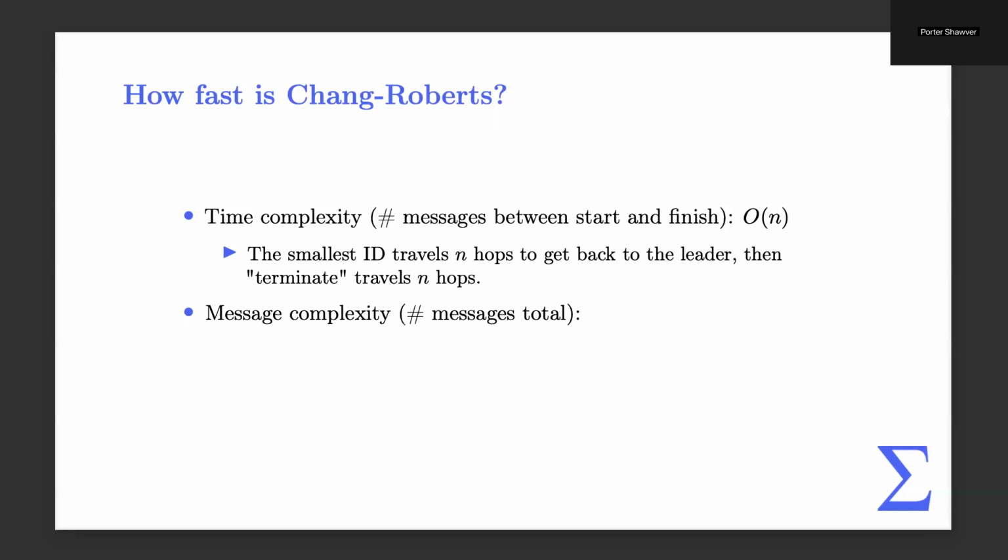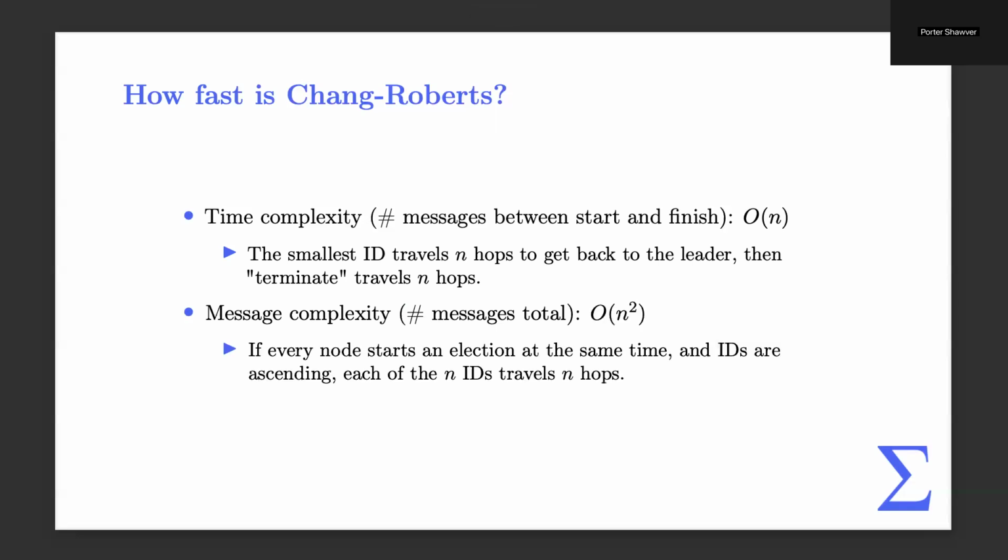Okay, so if the nodes were arranged strictly in ascending order. So if every node starts an election at the same time and the IDs are all ascending, that's the case where, if there's a node that's not the leader, its ID will have to get dropped at some point, and maybe that point is right beforehand. If it's ascending around the ring, the one that's smaller is all the way right before it. So it has to go all the way around, and all of them will be sending those messages all the way around. Yeah. I'm not sure I completely understand the difference between time and message complexity.